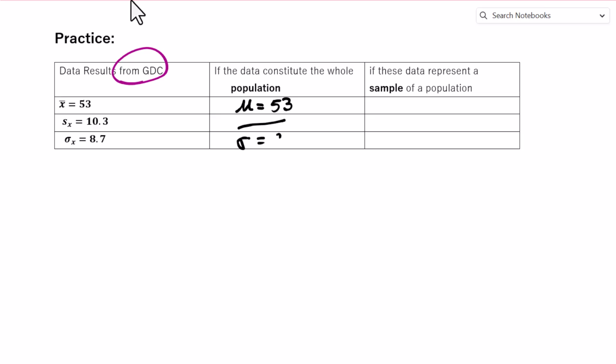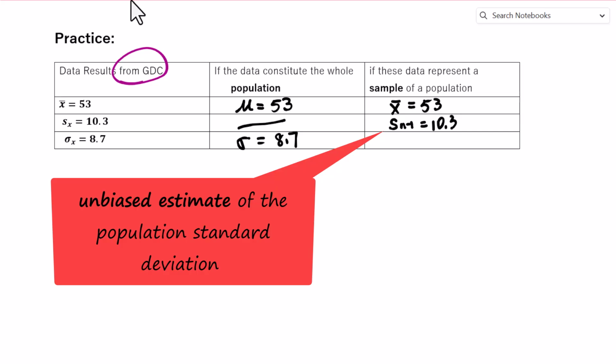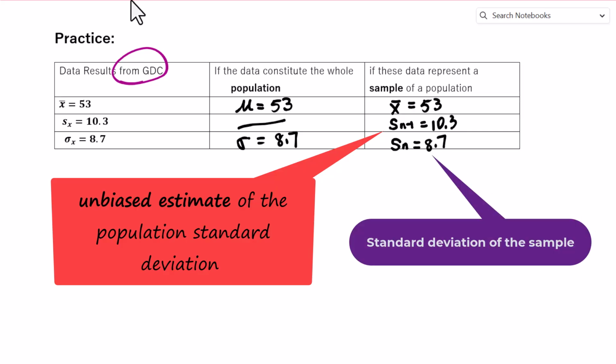Sigma equals 8.7. If this data represent a sample of a population, then x bar equals 53. This s sub n minus 1 equals 10.3, which means unbiased estimate of the population standard deviation. S sub n equals 8.7 means the standard deviation of this sample.